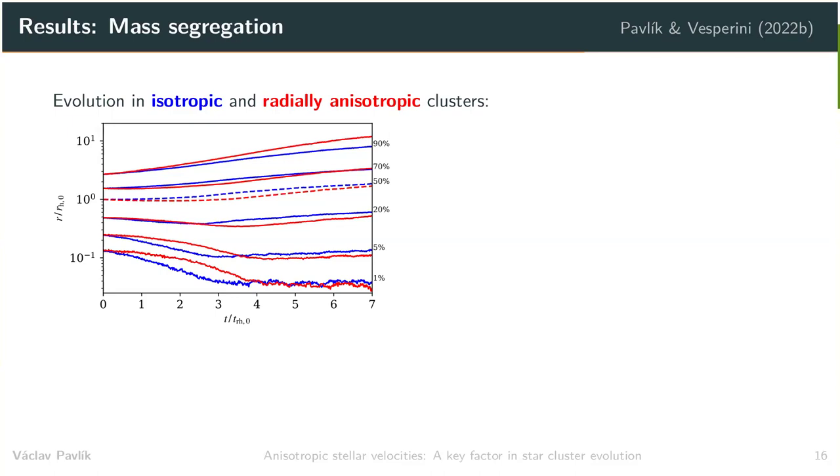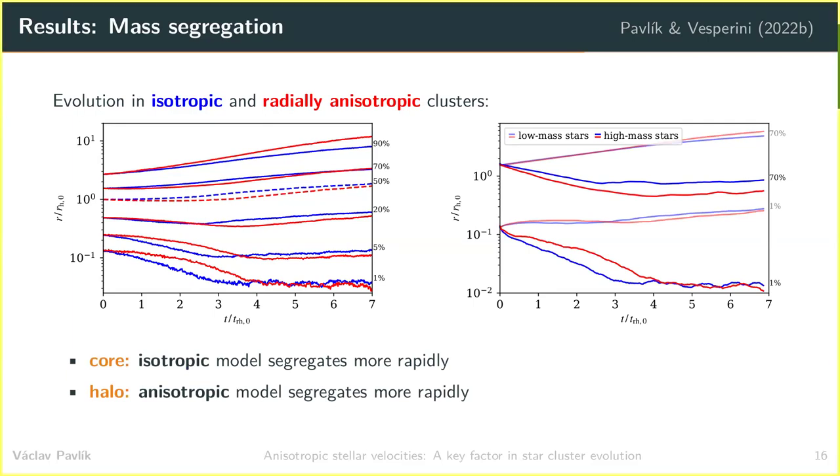You can also investigate the mass segregation. By separating high mass stars and low mass stars around the 1% radius, and separating the 70% radius into high mass stars and low mass stars, you can see that high mass stars in the outer regions of the anisotropic cluster are segregating more rapidly than in the isotropic case. And it's inverted in the inner regions, where the isotropic center is segregating in the center more rapidly than the anisotropic one.